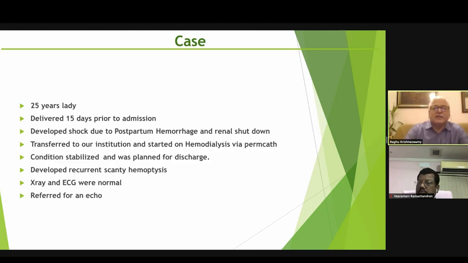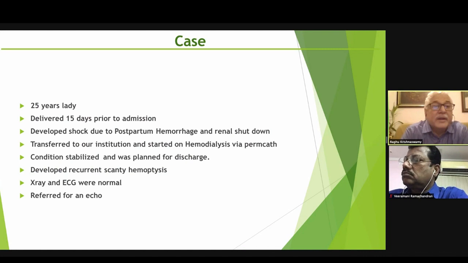Now, my third case is another interesting problem. This 25-year-old lady delivered 15 days prior to admission with us. She developed shock due to postpartum hemorrhage and renal shutdown. She was transferred to our institution in the next 24 hours. And she was started on hemodialysis via a perm cath placed in a jugular vein. Her condition stabilized and she was being planned for discharge when she developed small amounts of scanty hemoptysis and some atypical chest pain. Her X-ray and ECG were normal. She was referred to us for an echo, and this was what we saw.